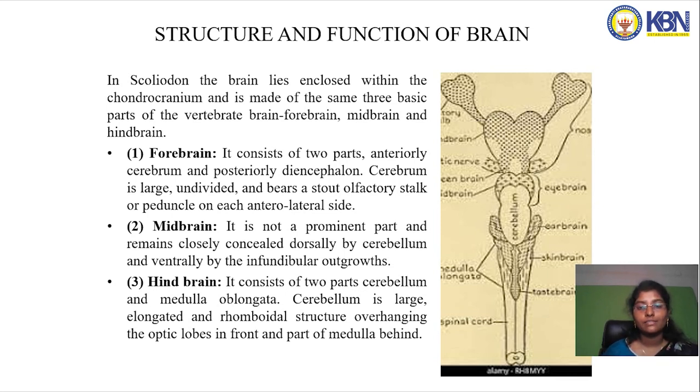First one, forebrain consists of 2 parts, anteriorly cerebrum and posteriorly diencephalon. Cerebrum is large, undivided and bears a stout olfactory stalk or peduncle on each lateral side. The midbrain is not a prominent part and remains closely concealed dorsally by the cerebellum and ventrally by the infundibular outgrowths. Next, hindbrain. It consists of 2 parts, cerebellum and medulla oblongata. Cerebellum is a large, elongated and rhomboidal structure overhanging the optic lobes in front and part of the medulla behind.